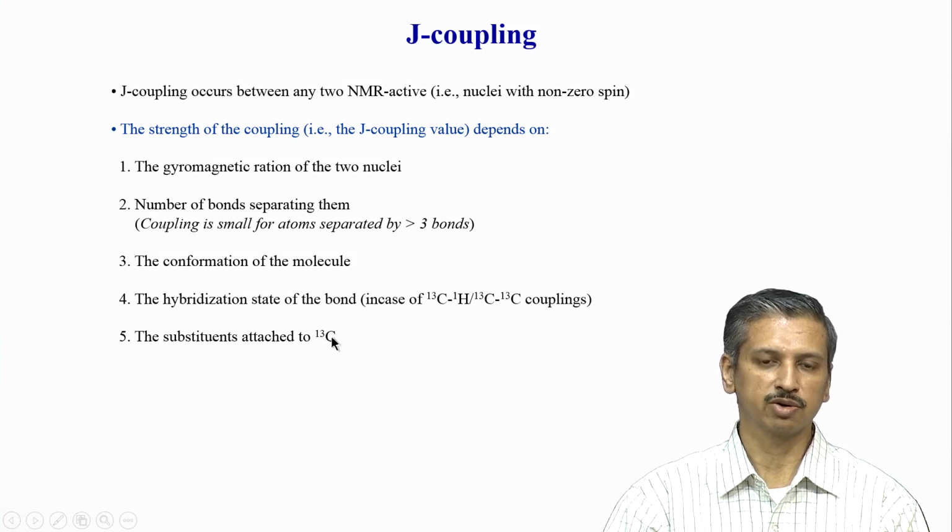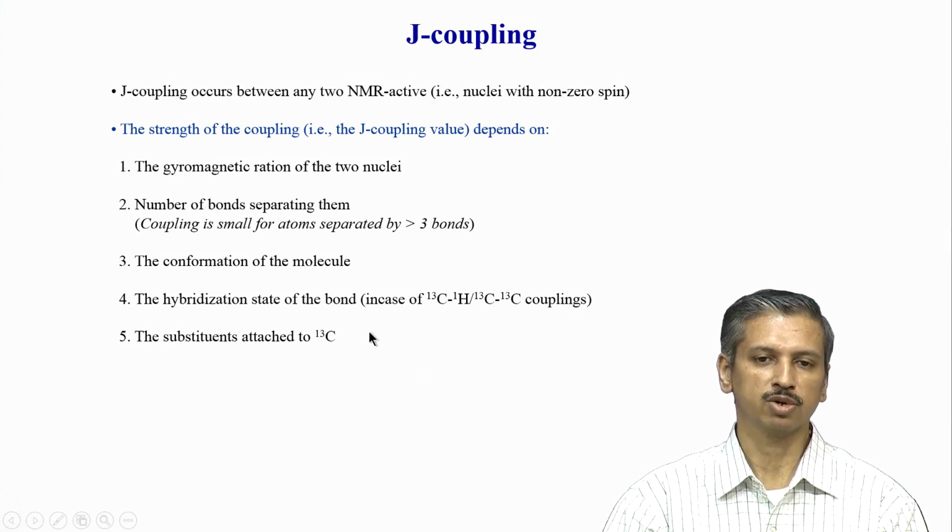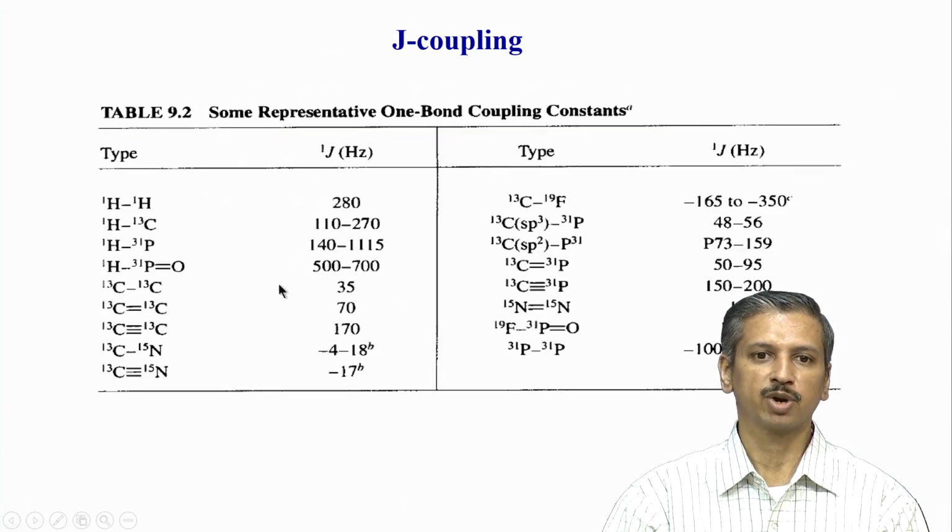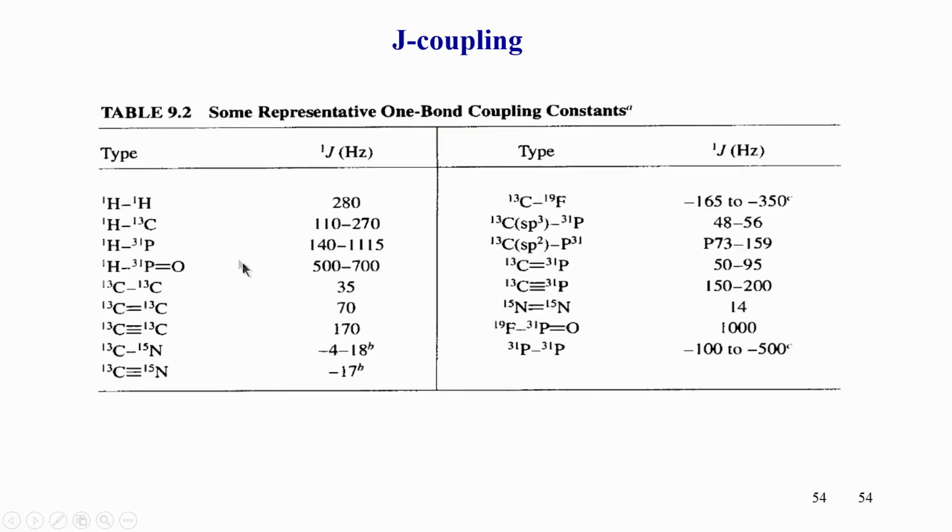If you look at the substituents, again it matters. So, if there is an OH functional group attached to C versus some other functional group, then the chemical shift and the coupling of carbon to protons will change. So, you see there are a variety of parameters which affect the chemical shift and coupling values. Coupling here is shown for different types of combinations.